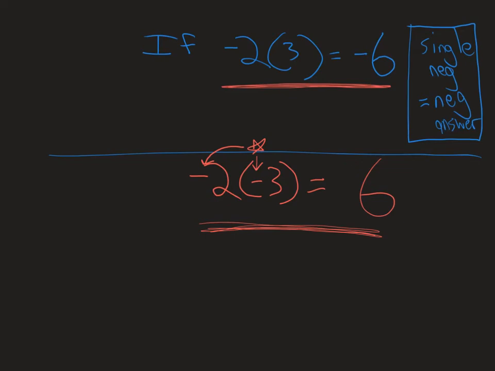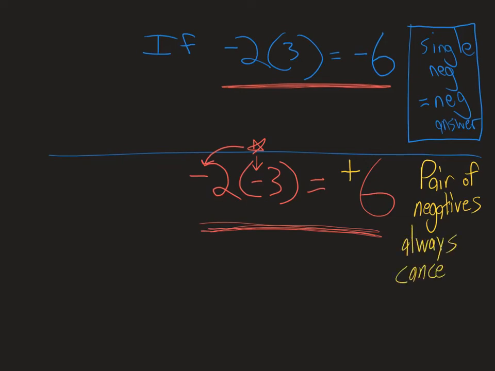Hopefully you said, oh, Mr. A, clearly if there's 2 negatives, it has to be a positive answer because we have to have something different than a negative 6. If a single negative stays in the problem, the pair of negatives must cancel, and you're correct. So a pair of negatives always cancels, which means we get a positive answer.